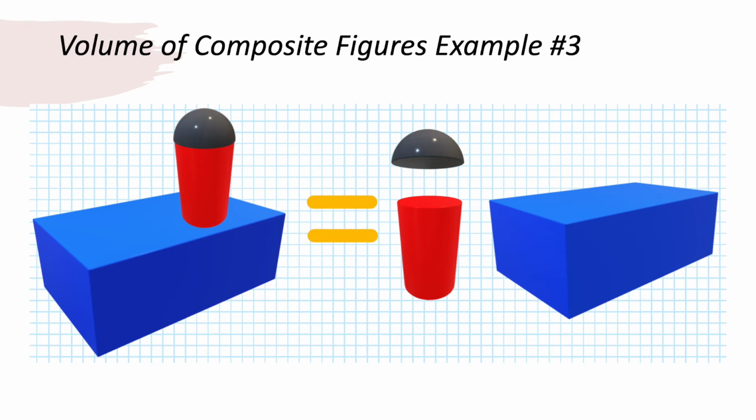Thankfully, figuring out the volume is easy peasy in this case. Find the volume of the basic 3D figures, a hemisphere, a cylinder, and a prism. Then add them together. It is as simple as that.